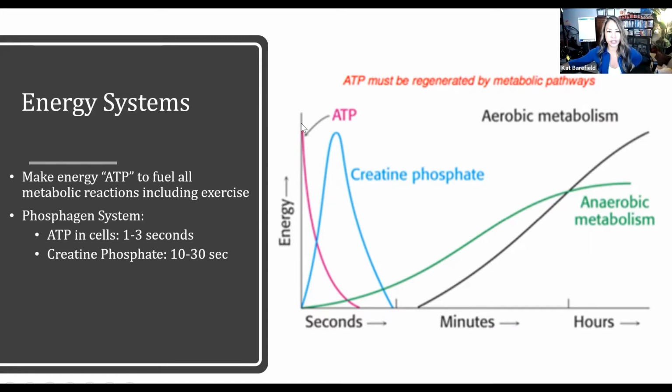So look at the graph here. This is energy utilization, right? And this is time across the bottom. So ATP depletes really quickly at high intensities. And then the creatine phosphate system sort of ramps up as ATP is depleting. It reaches its peak and then it rapidly depletes, 10 to 30 seconds.